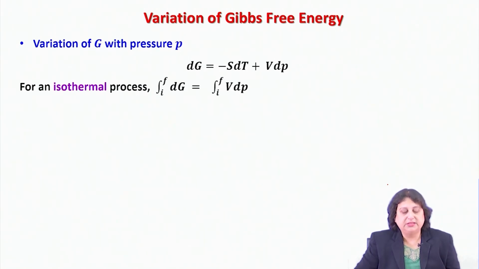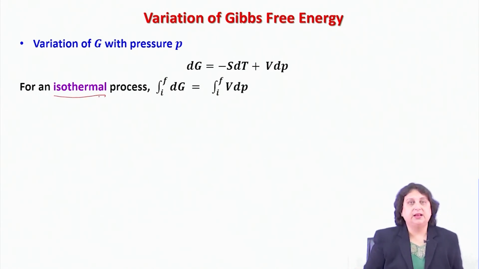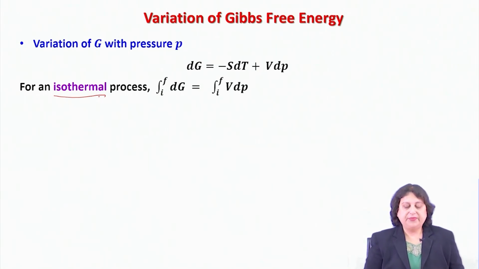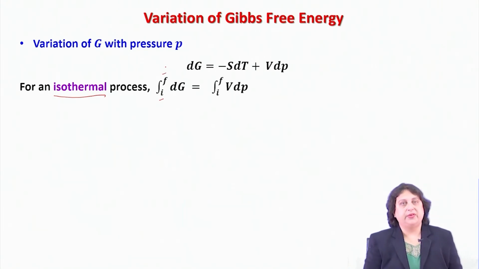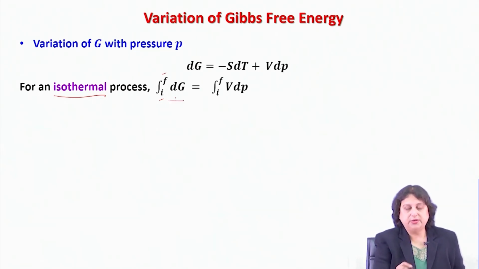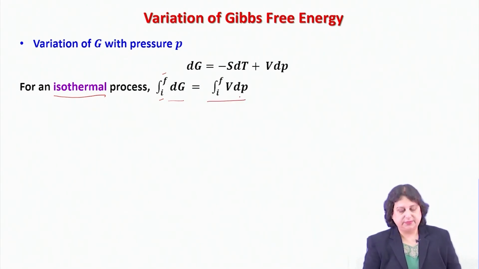Now if I think of variation of G with pressure P, in that case I can try and find out this variation from the fundamental equation again. And therefore let's say that I am interested in an isothermal process. So if the system passes from an initial state I to a final state F, the corresponding change in the Gibbs free energy would be the integral over I to F of dG, and here that would be equal to this integration.